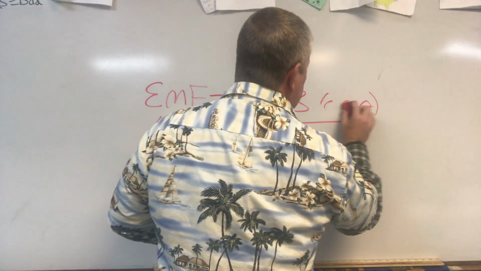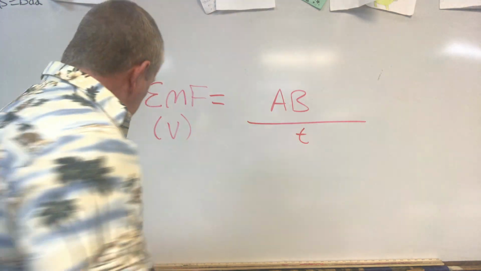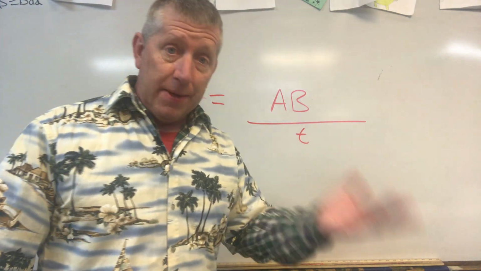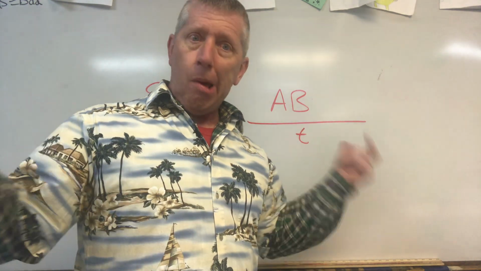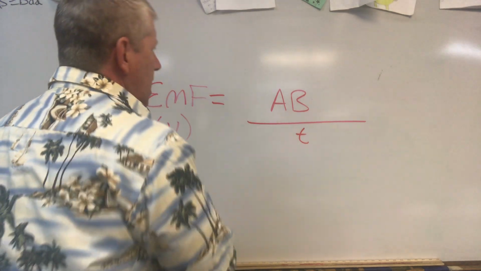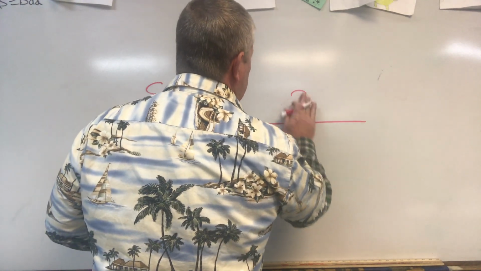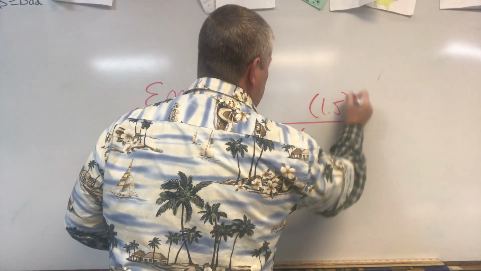Now what we want to know is the maximum amount of voltage that we can produce. If it's the maximum amount of voltage, I don't have to worry about this because maximum means that would be cosine of 0, which is 1. That's gone too. Oh, so easy. The area of the loop of wire times the strength of the field. The field was 1.5 Tesla, so I'll put that in there.